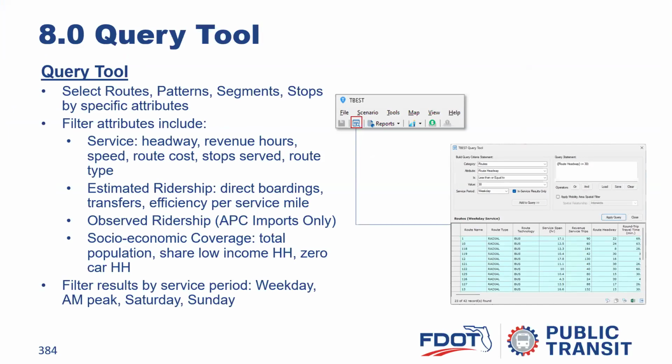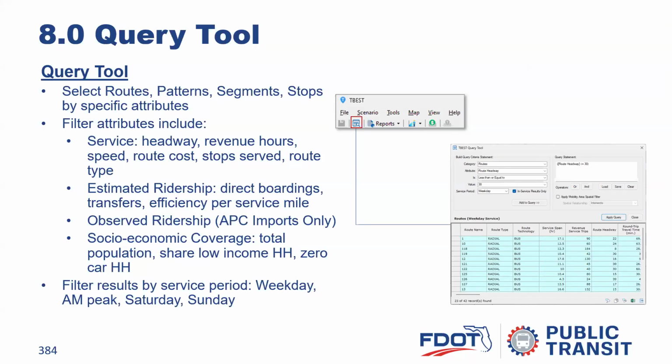All right, so TBEST has a query tool where you can select routes, patterns, segments, and stops by specific attributes. Those attributes include service type attributes like headway, service revenue hours, speeds, route cost, stops served, route type, estimated ridership, direct boardings, transfer boardings, efficiency per service mile, observed ridership for your APC data, socioeconomic coverage, so total population, share of low-income households, zero-car households, et cetera.